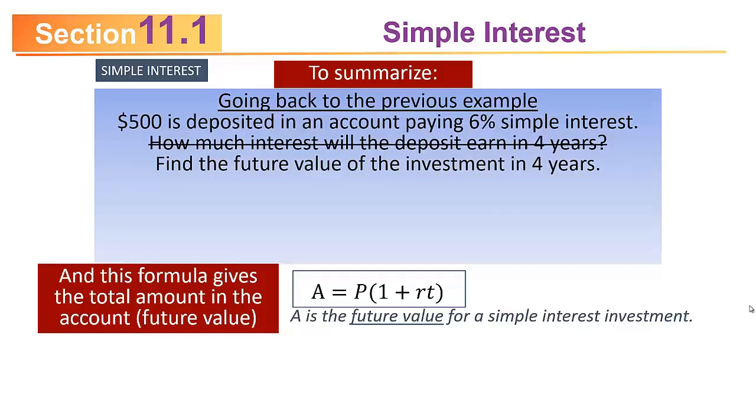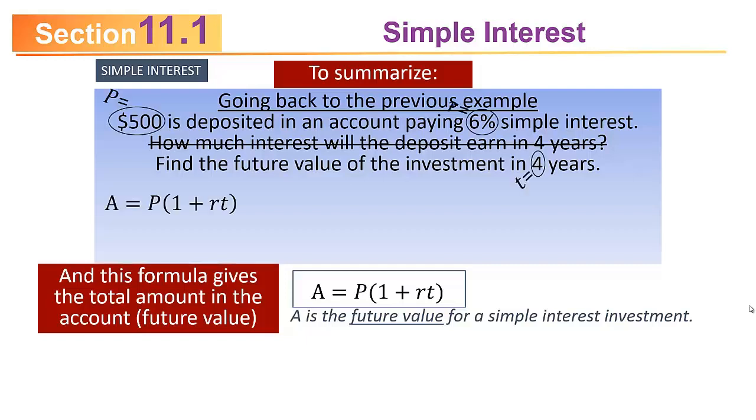So going back to that previous example, before I wanted to know how much interest would be earned after 4 years. Suppose this time I just want to find the future value of the investment in 4 years. That means I want the capital A. I can use this formula. I know that I can get it by taking P plus capital I and getting 620 because I did it a minute ago. But what if I want to go directly for the amount without actually calculating capital I first?